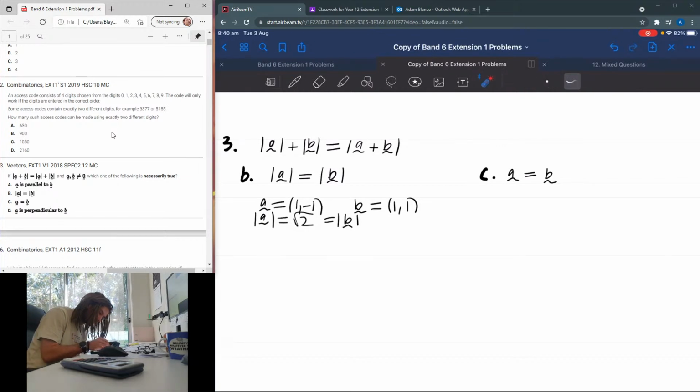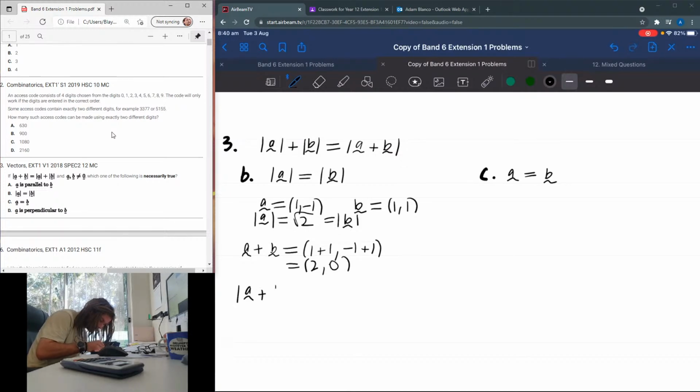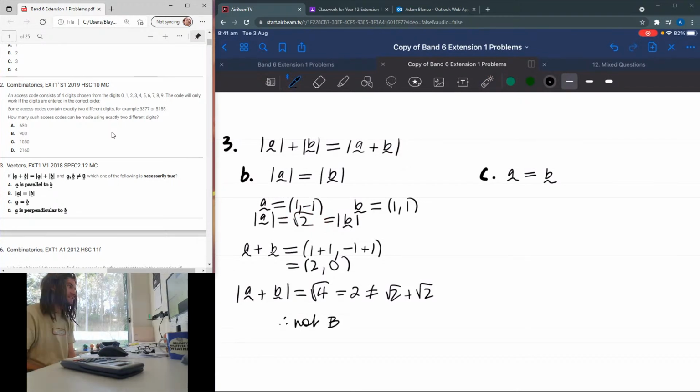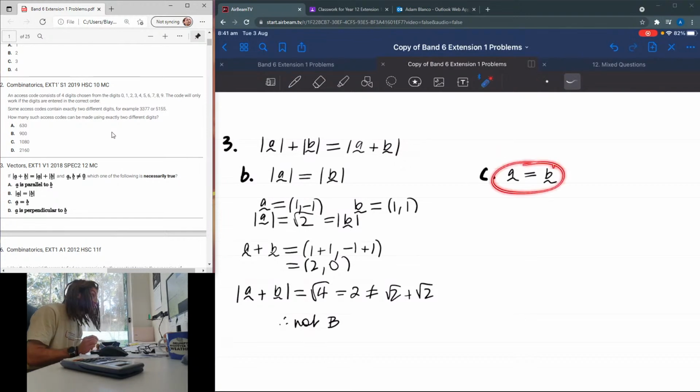Now when you add them, so if I try and put it into here, A plus B is equal to 1 plus 1, minus 1 plus 1. So that's 2 and 0. And then the modulus of that is root 4, which is 2, which is not equal to root 2 plus root 2 from these two. So therefore it's not B. I think it's pretty easy to see that. And again, I can just make up two vectors that are the same. So I just made one. It's really easy to prove it when you just work with negatives.